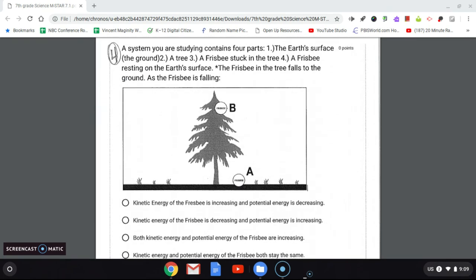Number 4. A system you are studying contains 4 parts. 1, the Earth's surface, the ground. 2, a tree. 3, a frisbee stuck in a tree. And 4, a frisbee resting on the Earth's surface.